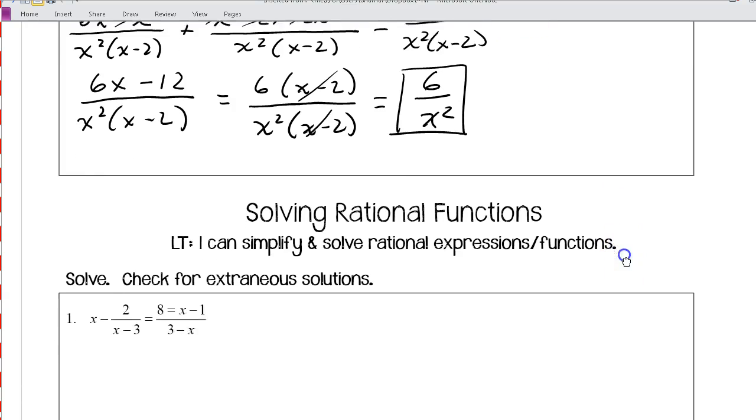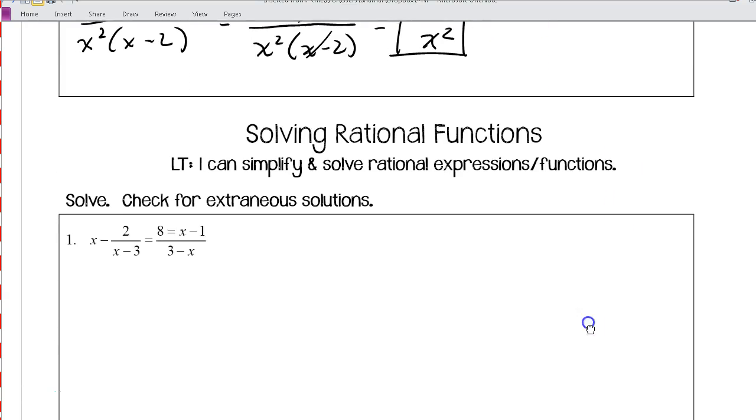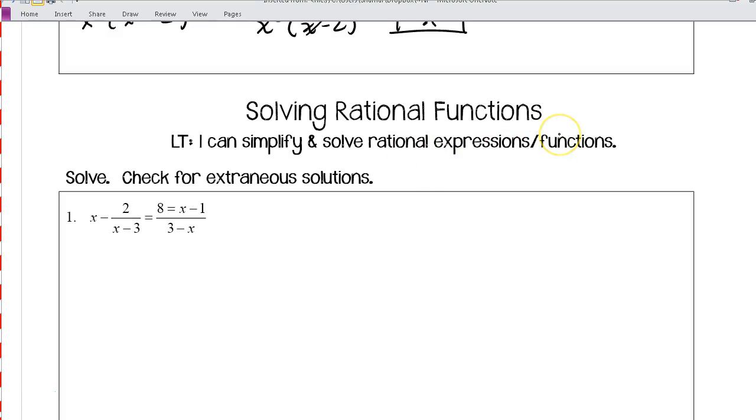So let's move on to this first example here. So our learning target, I can simplify and solve rational expressions and functions. Okay, so first thing I want to do here is just change this to multiplication. That should be 8x. There's an extra equal sign there that shouldn't be there. I'm also going to, I've got x minus 3 here and I have 3 minus x there, and I know that those are opposites. So what I'm going to do is I'm going to pull a negative out of the bottom. So I have 8x minus 1, and then I'm going to flip this around to make it x minus 3.